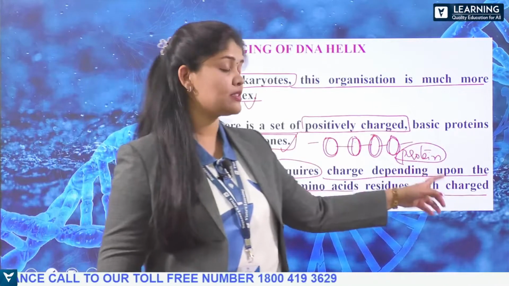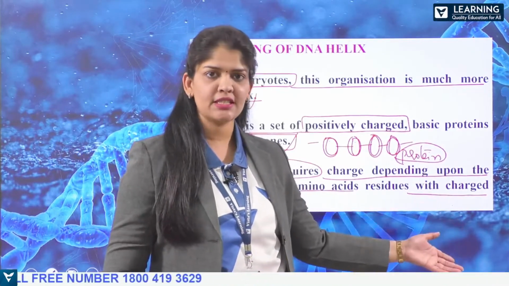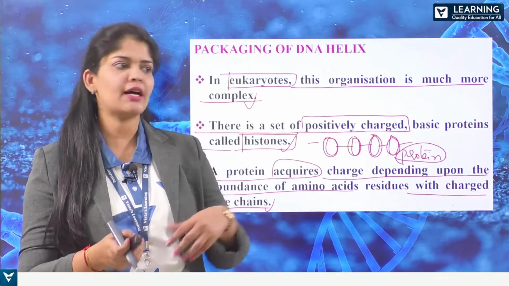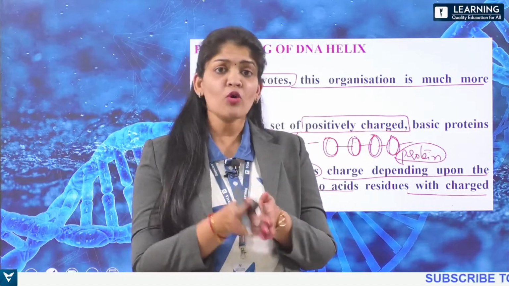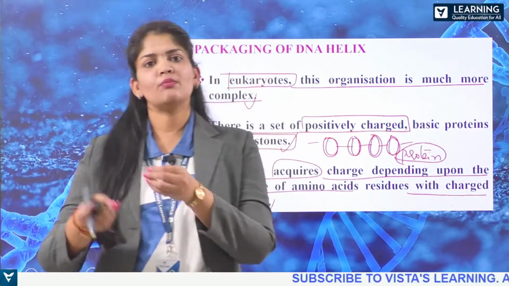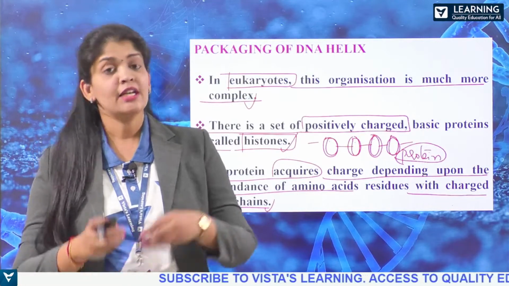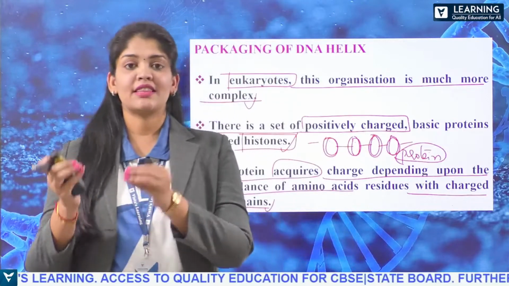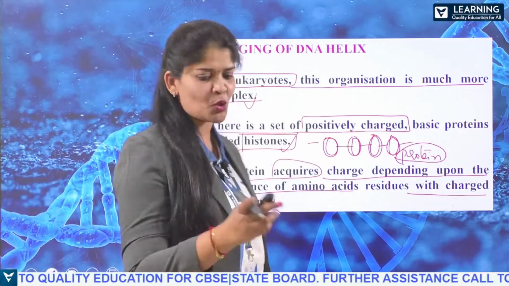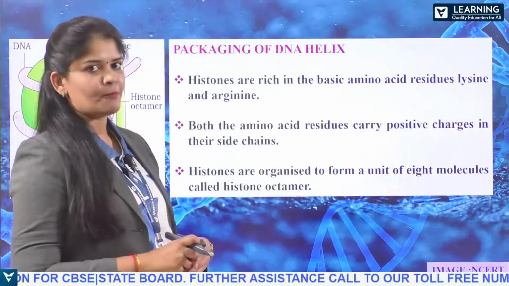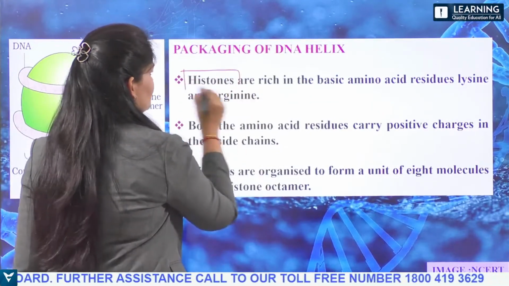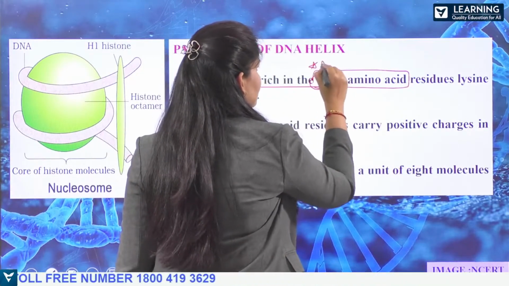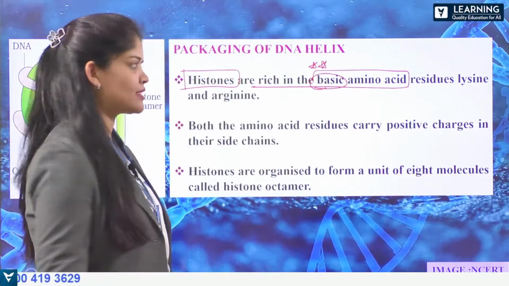If these charged side chains are negatively charged, then the charge of the protein will be negative because the abundant amino acids are negatively charged. The more negatively charged amino acids, the more chance for the protein to get a negative charge. If more positively charged amino acids are present, then there is more chance that the protein will get the positive charge. So here, histones are rich in basic, this is important, basic amino acids, that means positively charged amino acids.